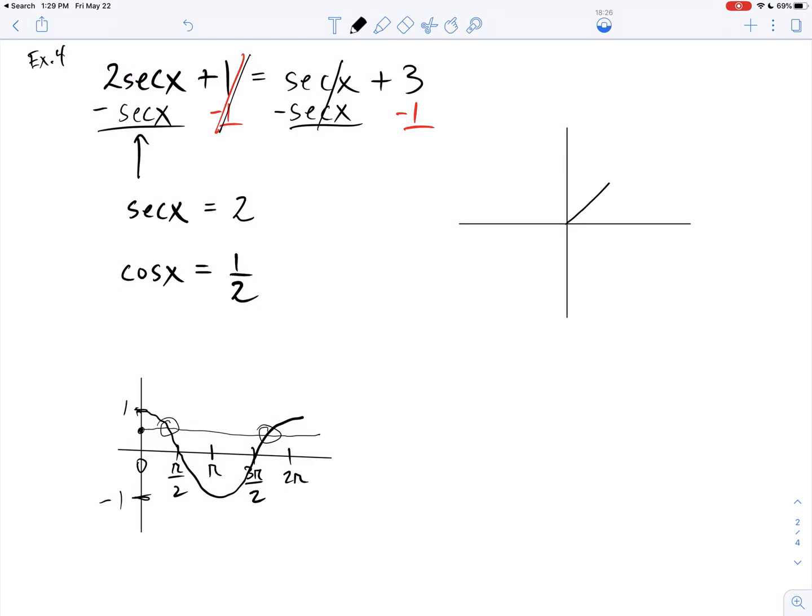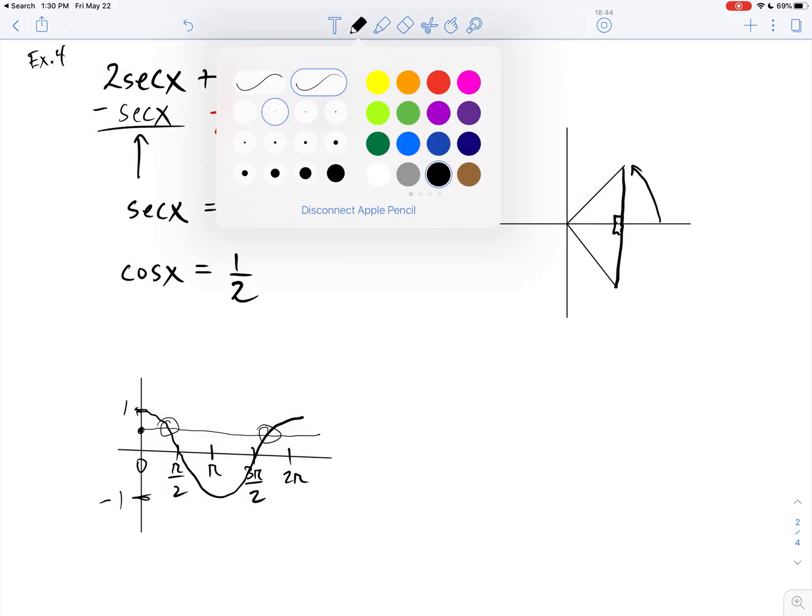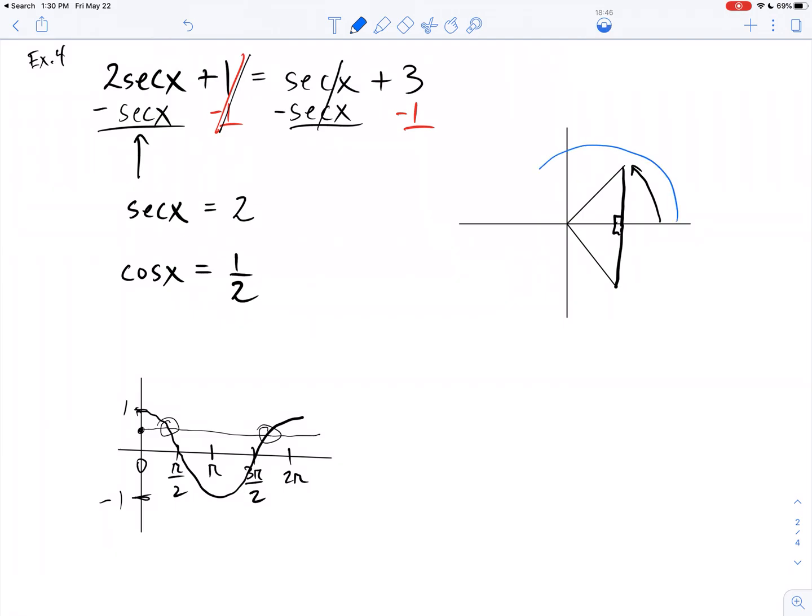One of them is going to be here in quadrant 1. And the other one's going to be in quadrant 4. So I don't have a whole bow tie to work with here. But I know that one of my answers is going to be this angle that I generated. My other answer is going to be this angle that I generated. I just have to find out what that little chunk is.